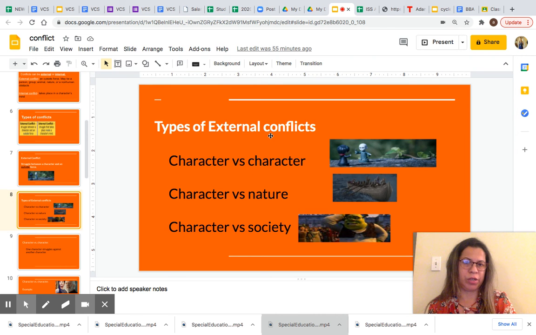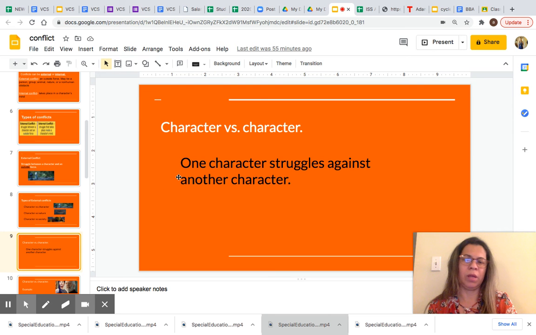Types of external conflicts. Character versus character. Character versus nature. And character versus society. These are the 3 types of external conflicts. Let's look at character versus character. In character versus character, one character struggles against another character.